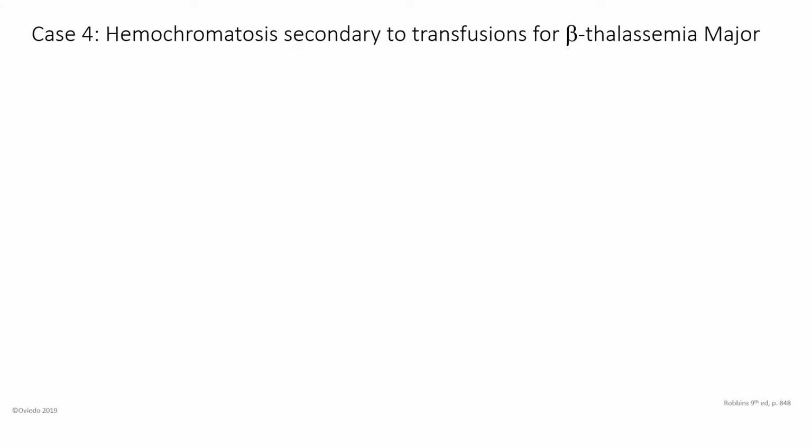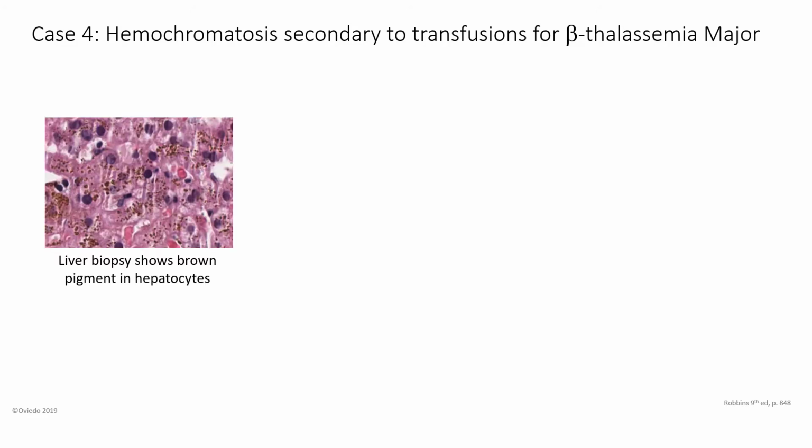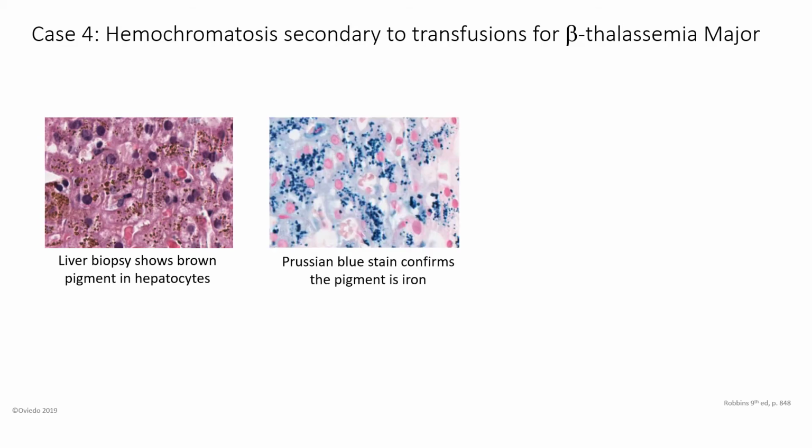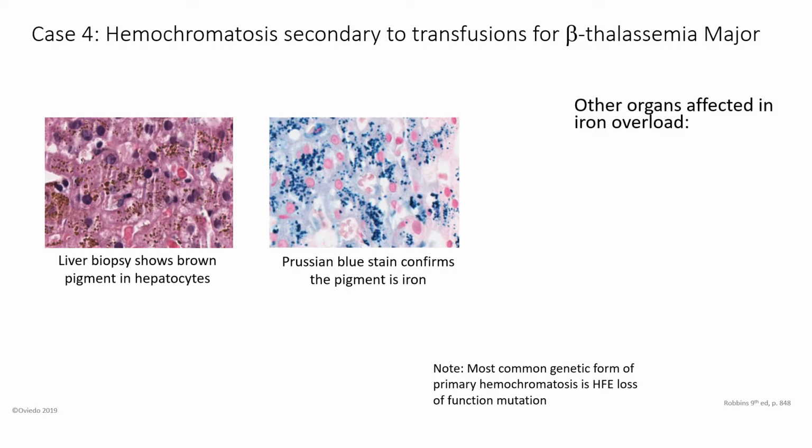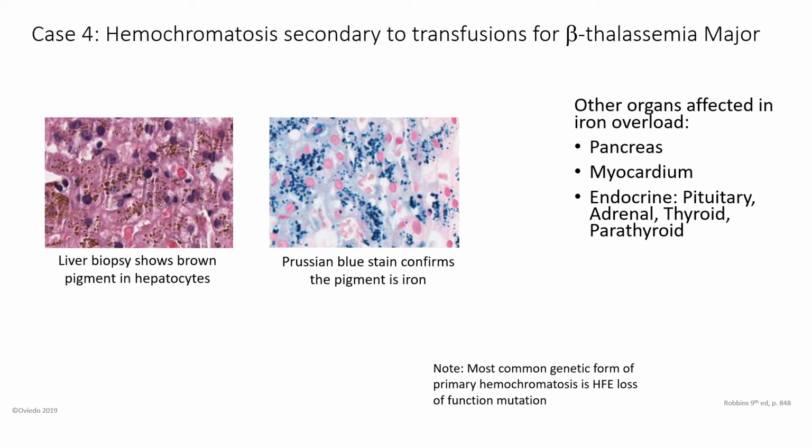Case 4 is hemochromatosis secondary to transfusions for beta thalassemia major. Here is our biopsy demonstrating brown pigment in the hepatocytes. Prussian blue stain confirms that the pigment is iron. Hemochromatosis also has a genetic form. The most common genetic form is HFE loss of function mutation. Other organs affected in iron overload include pancreas, myocardium, endocrine glands, joints, and skin.